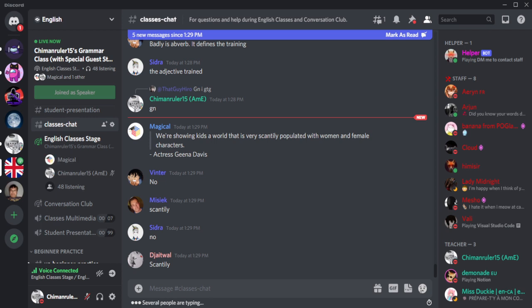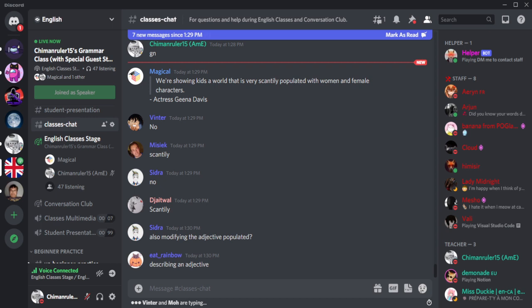Yes, the adverb is densely, and what is happening? It is modifying the adjective populated. It is describing an adjective. Yes, it is true. It is describing the adjective populated. Densely is our adverb and it is doing so.